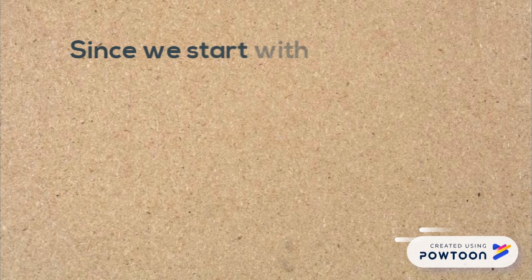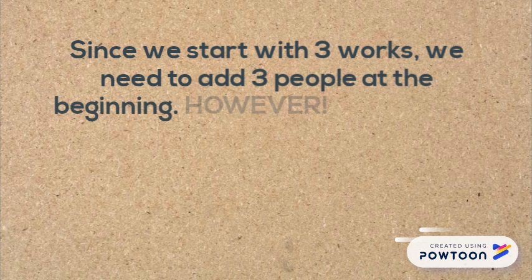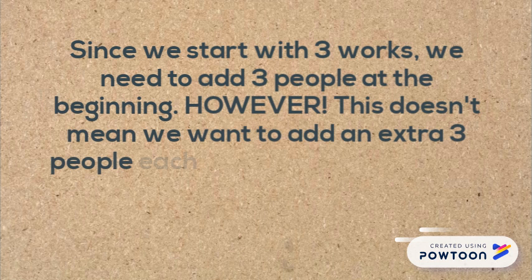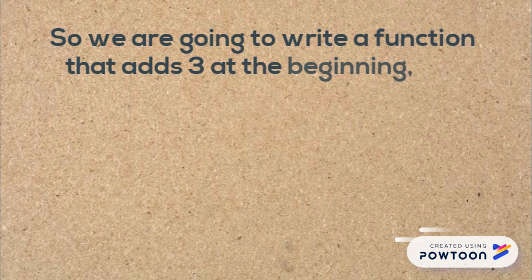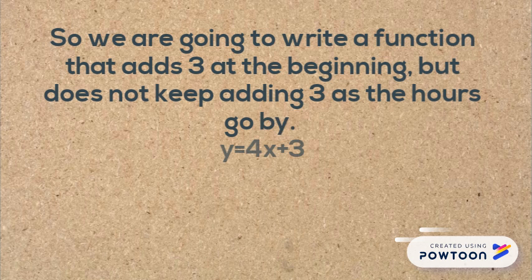So since we start with 3 workers, we need to add 3 people at the beginning. However, this doesn't mean we want to add an extra 3 people each hour. So it is going to be separate from our changing value x, which is the number of hours. So we're going to write a function that adds 3 at the beginning but does not keep adding 3 as the hours go by. A function like that is going to be y is equal to 4x plus 3.